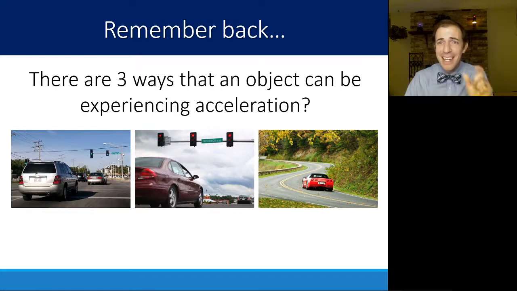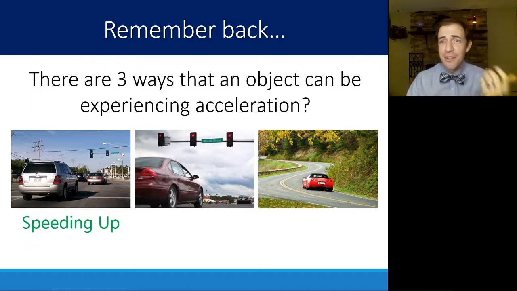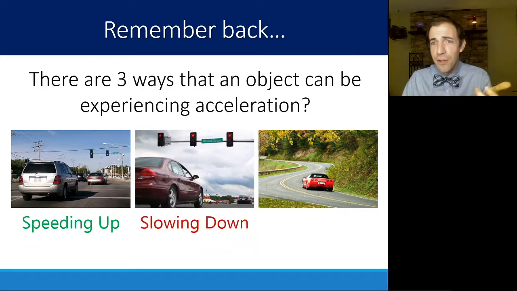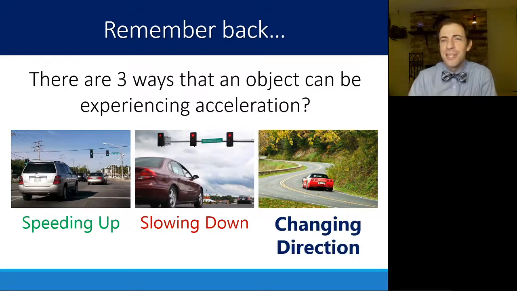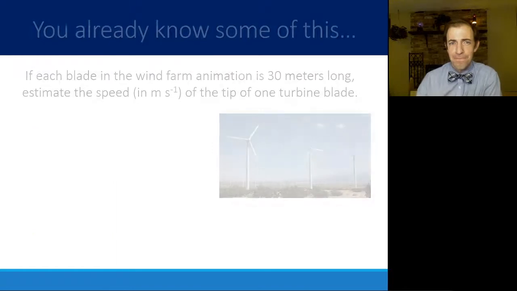But velocity has 2 components to it. It has a speed component, so you could be changing your velocity, you're speeding up, or you're slowing down. And that's what we talked about in our motion unit. But now we're going to talk about the third form of acceleration, and that is changing your direction, because velocity has a direction to it. 2 meters per second this way is different than 2 meters per second this way. If I were to change that, even though the speed is the same, I have fundamentally changed the velocity, so I have had to accelerate in the process.